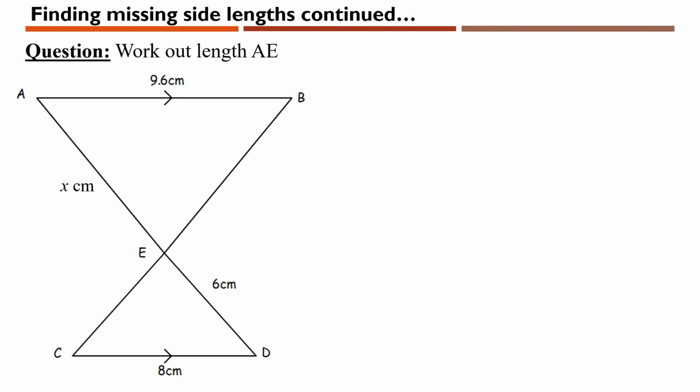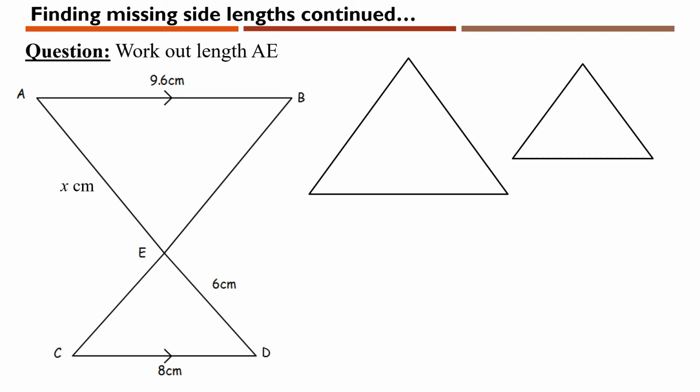Now I'm going to draw out again, just a little sketch. I've got a big triangle and my little triangle. I've got 8 and 6 on my small triangle, and if I flipped it over, I have 9.6 on the bottom and the X would be on the other side. So think about literally flipping over like a reflection.